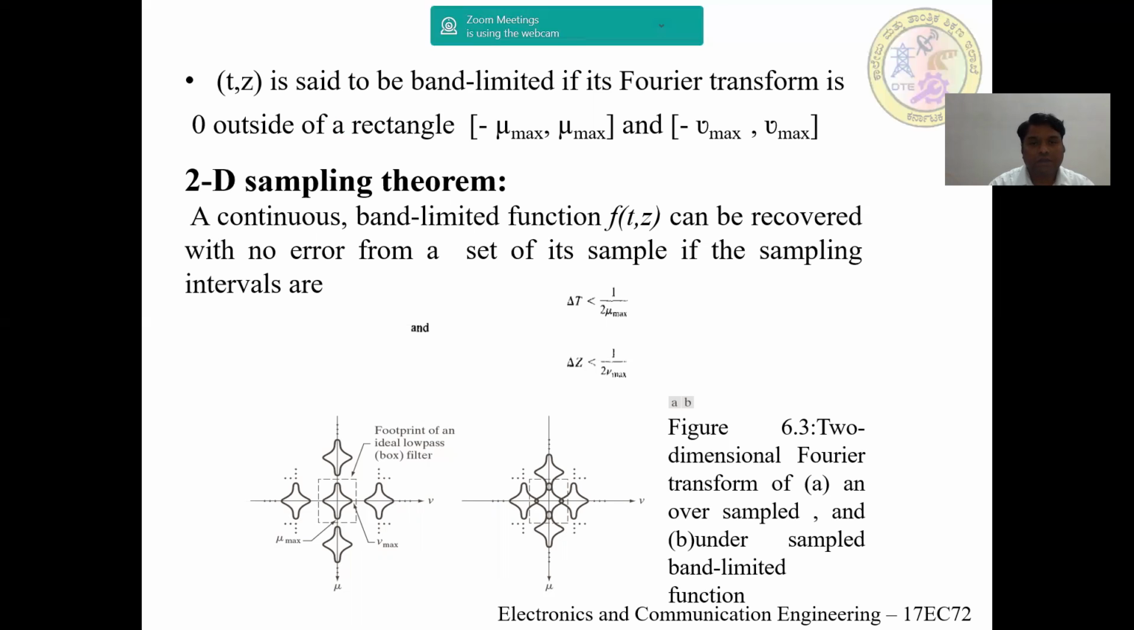Here in the diagram, you can see the oversampled and undersampled band limited functions. This is oversampled, this is undersampled. In the oversampled case, the dash indicates the footprint of an ideal low pass filter to reduce the error.